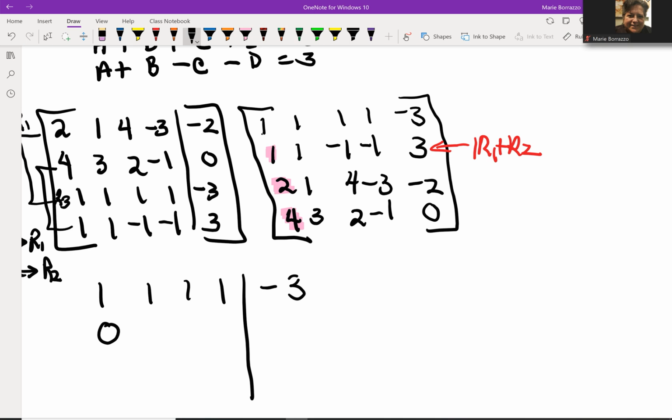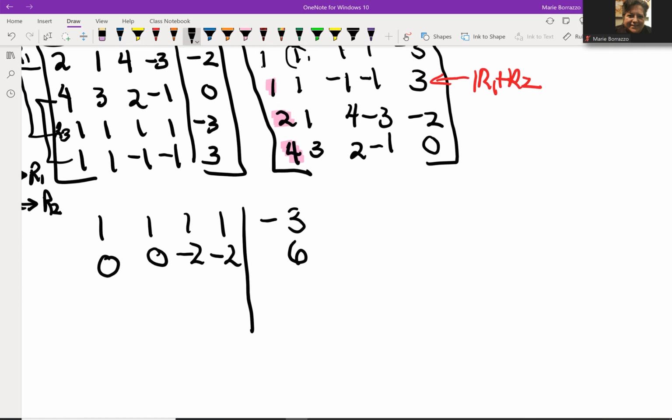Okay, same thing again. So negative 1 times this 1 is negative 1 plus 1 is also a 0. Negative 1 and negative 1 make a negative 2, same thing here. Negative 1 times negative 3 is 3, 3 plus 3 is now 6.